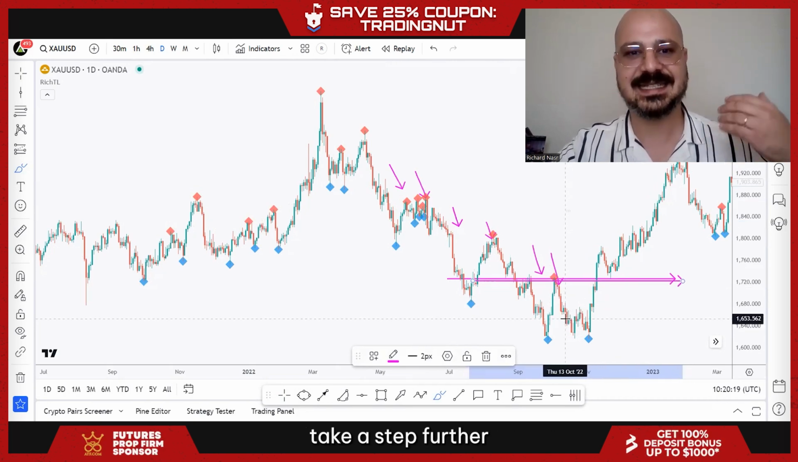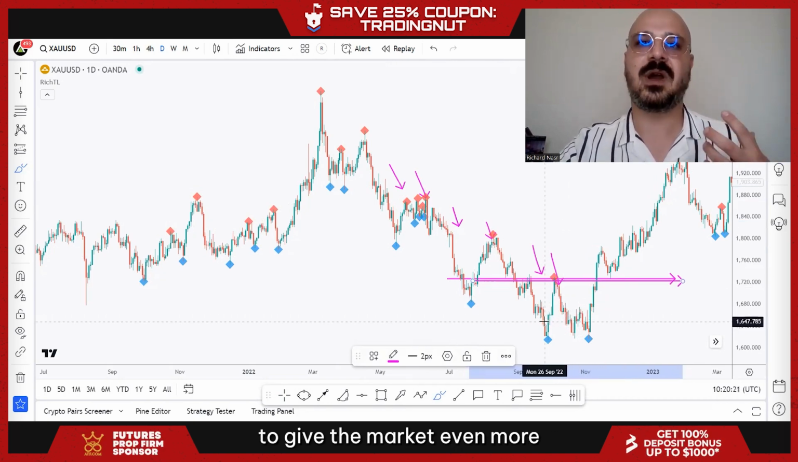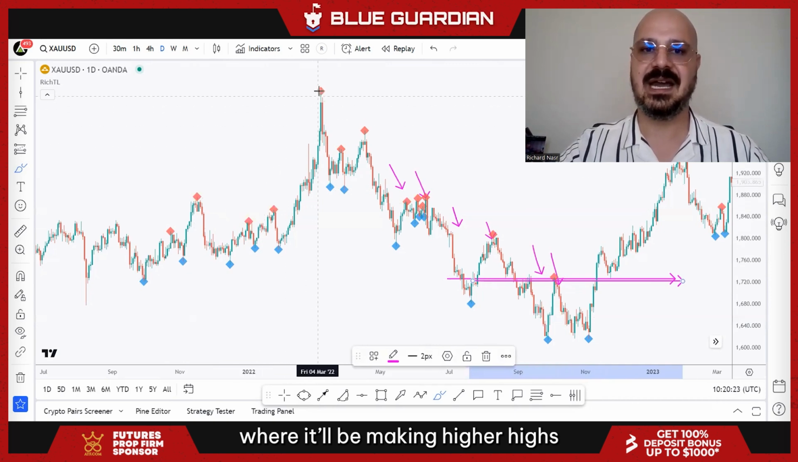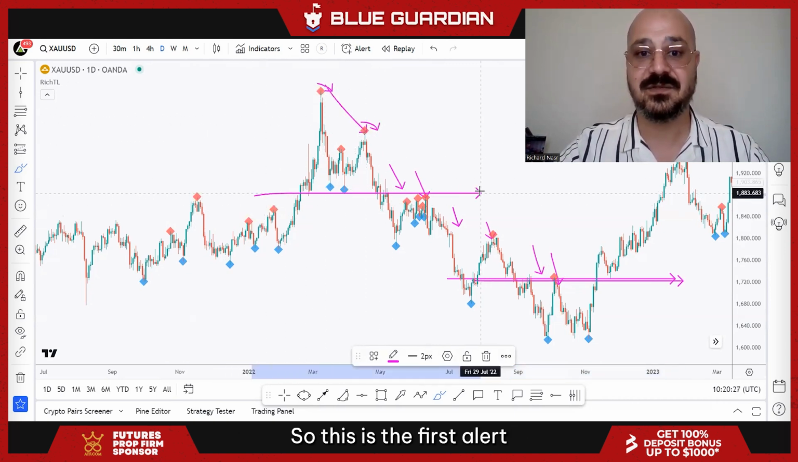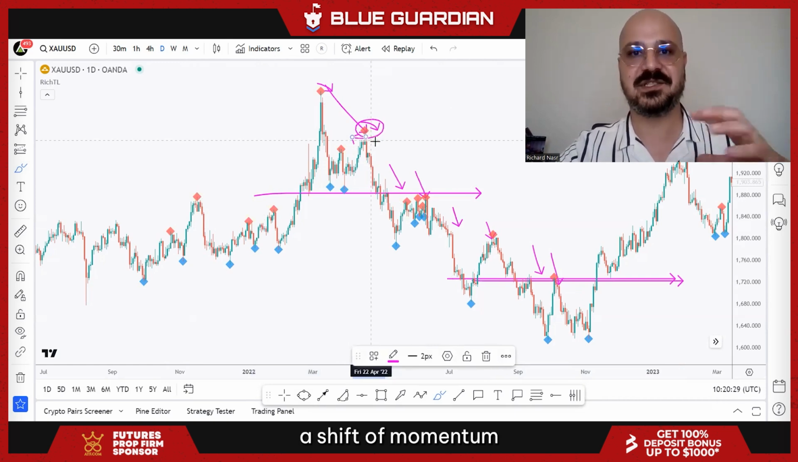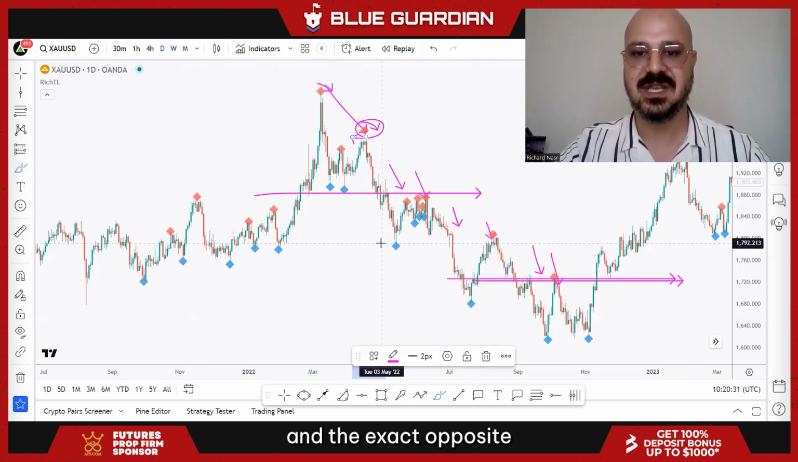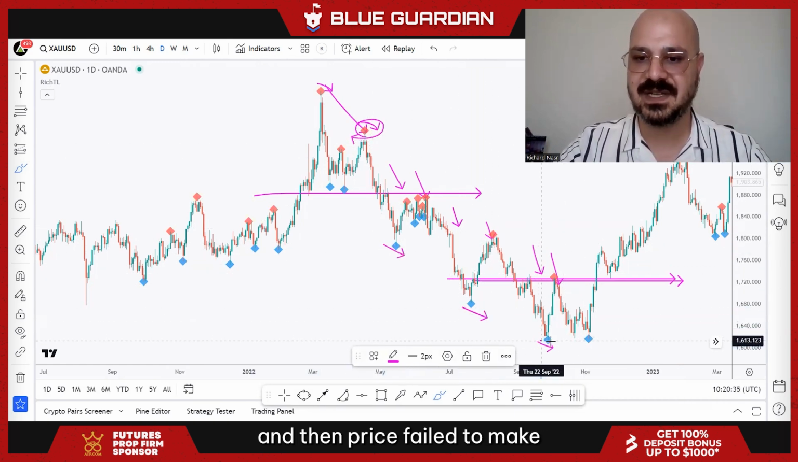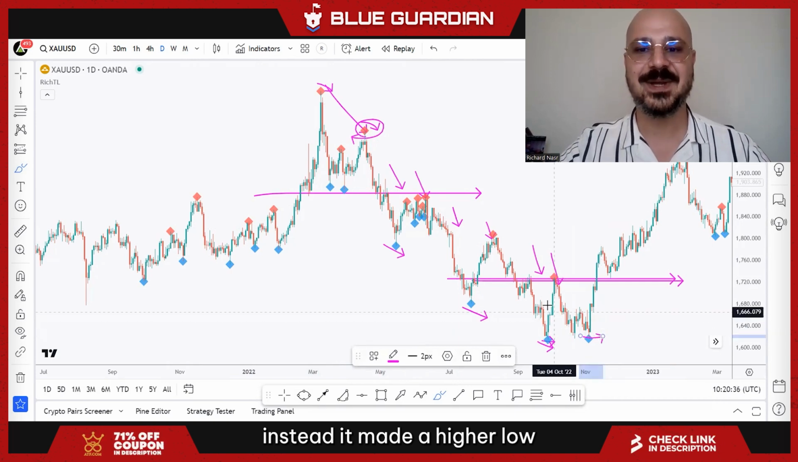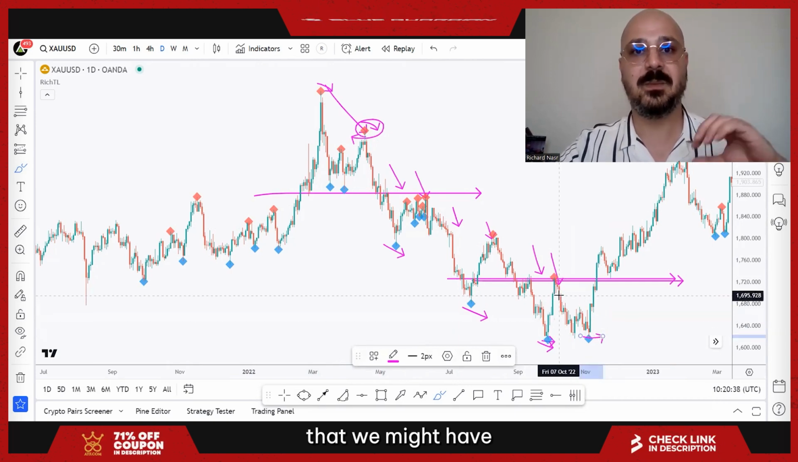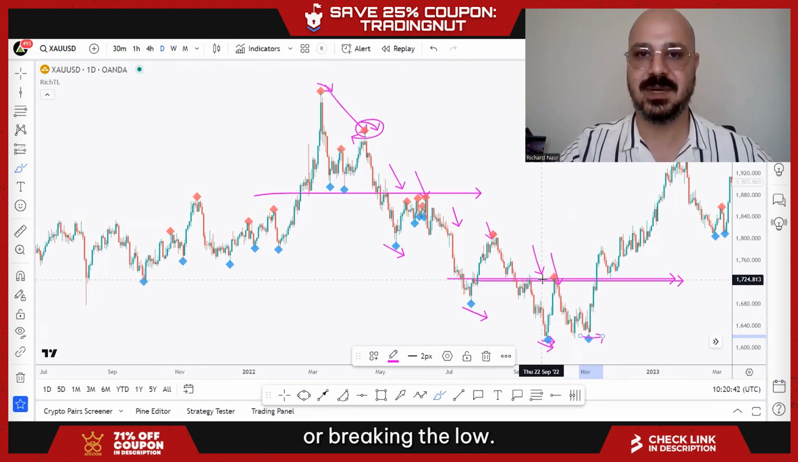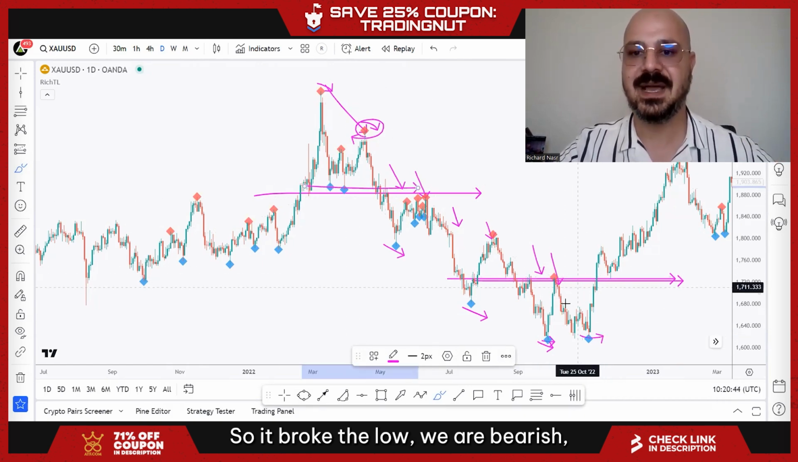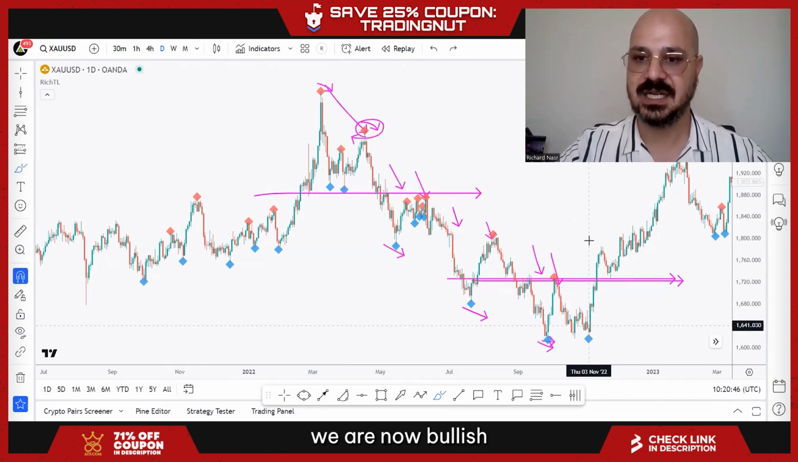And you can also take it a step further to feel the market even more. We have been making higher highs and then price failed to make a higher high, instead made a lower high. So this is the first alert that we might have a shift in momentum. And the exact opposite, we have been making lower lows and then price failed to make a lower low, instead made a higher low. This is your early alert that we might have a shift in momentum, which is confirmed by breaking the high or breaking the low. So broke the low, we are bearish, broke the high, we are now bullish.